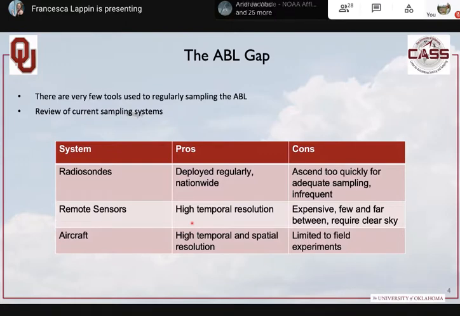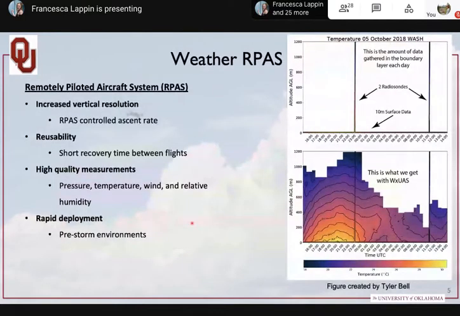Remote sensors have incredible temporal resolution, but they're a bit expensive, and there isn't a nationwide network, and some require a clear sky. Finally, aircraft have high temporal and spatial resolution, but we don't have them that often. They aren't available all the time and are really more reserved for field experiments. So we wanted a way to marry all of these pros and really limit the drawbacks.